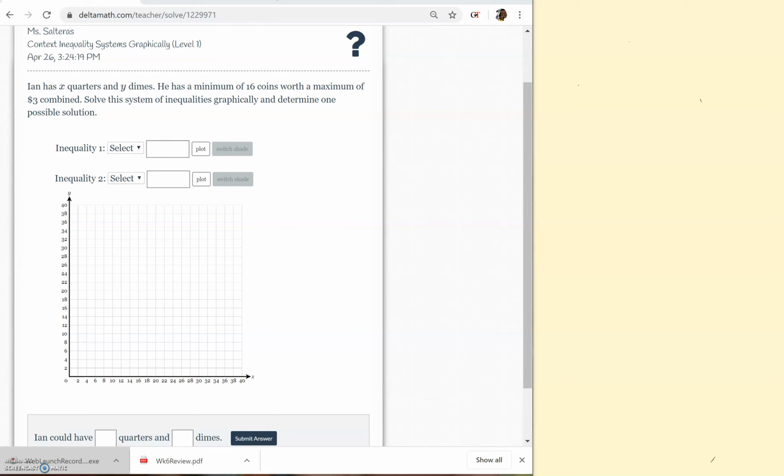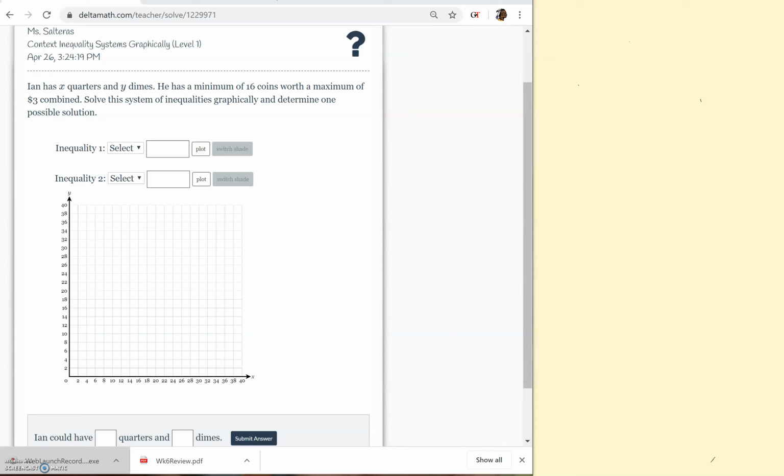It's a word problem. Can you write two inequalities? Can you graph the two inequalities with shading? And can you state a solution? So this is really just encompassing finishing up inequalities so that you can see the connections between what you've been doing. All right, so here's our first example.